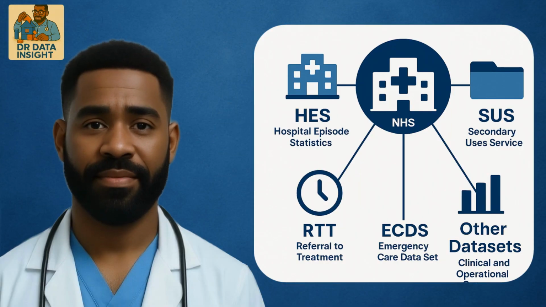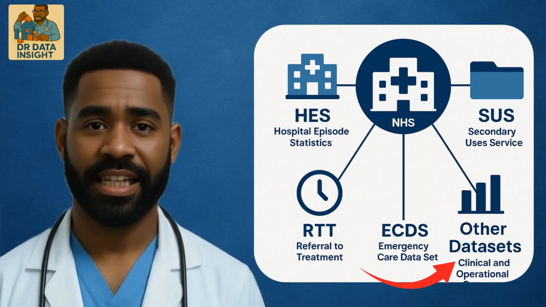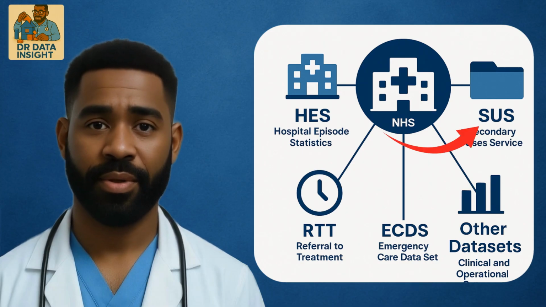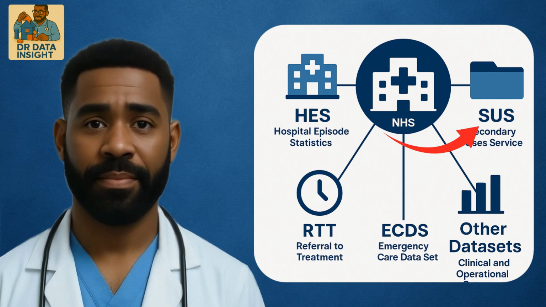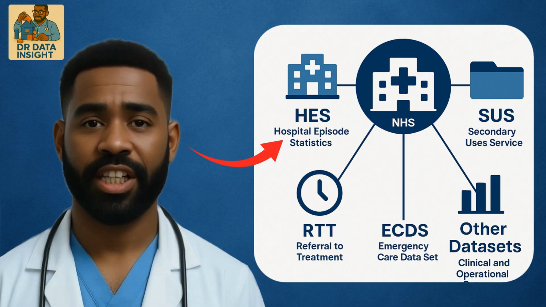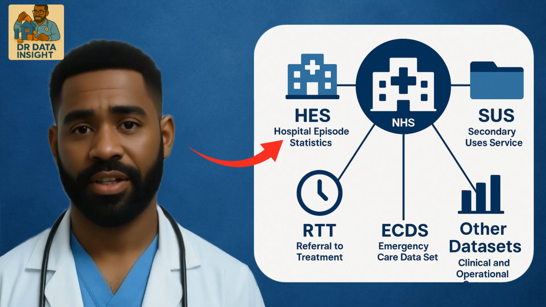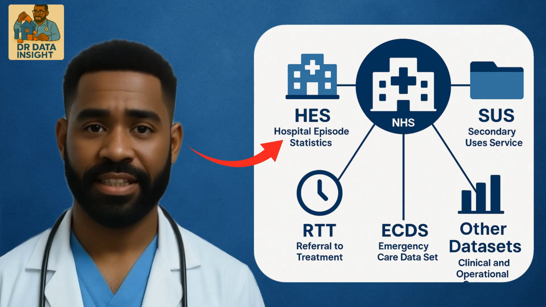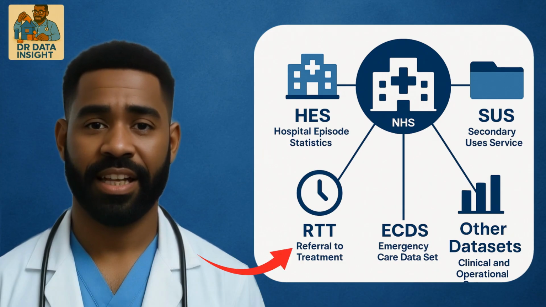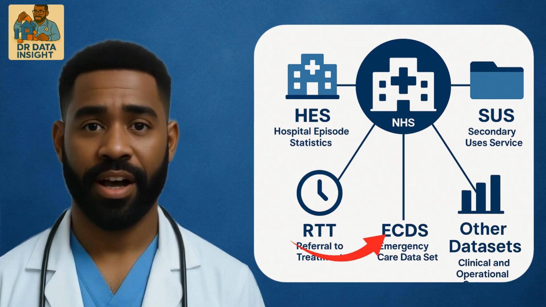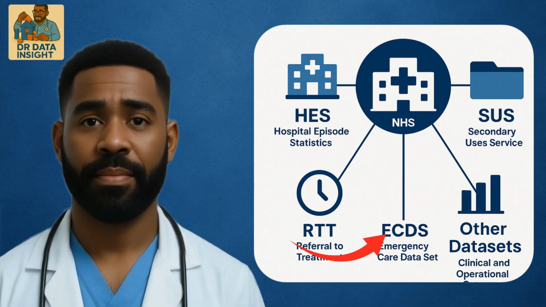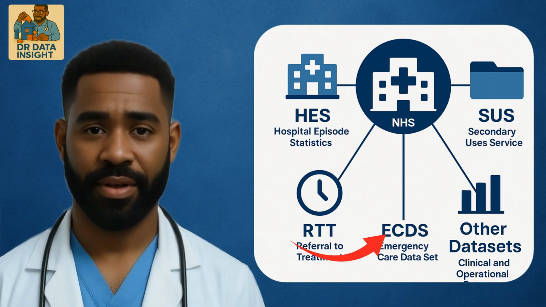So let's remind ourselves of the key national datasets we have covered. 1. SLAM. Tracks activity and costing under service level agreements. Second dataset, SUS. The foundation for NHS data processing, primarily used for payments and commissioning. Third, we covered HES, which captures detailed records of hospital care, including admissions, outpatient visits, and A&E. Fourth dataset, RTT, monitors patient waiting times from referral to the start of treatment. Finally, ECDS provides real-time emergency care data to support urgent care delivery.